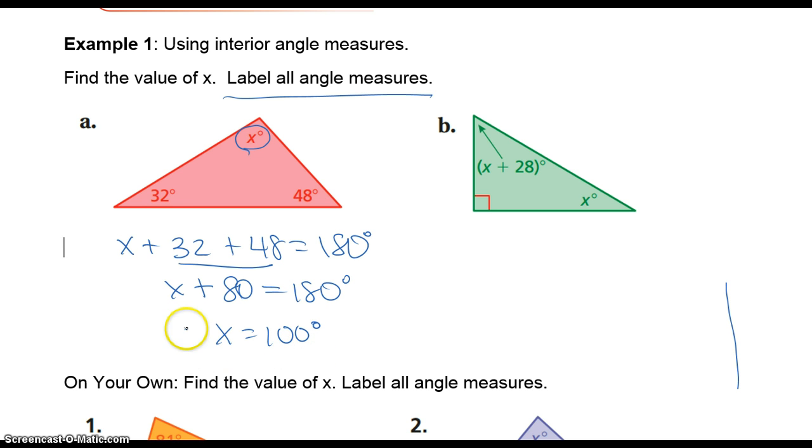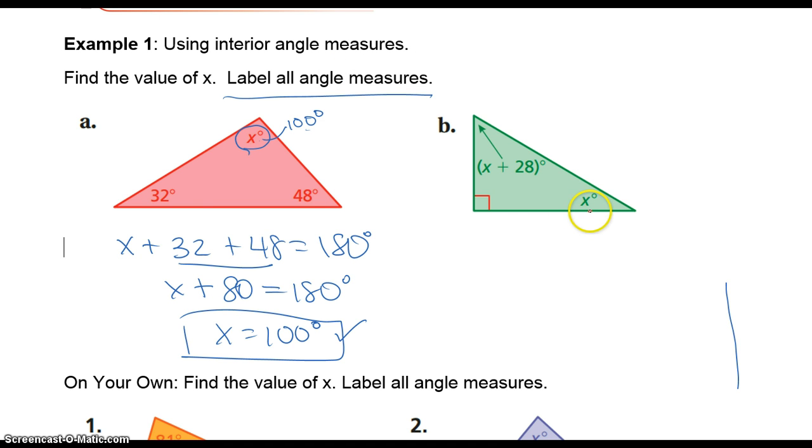I go back and take this 100-degree measure and plug it back in up here and ask, okay, does that make sense? Does that seem reasonable? 100 plus 48 plus 32 adds up to 180. So yes, this is the correct answer, check mark. Okay, let's do problem B then.